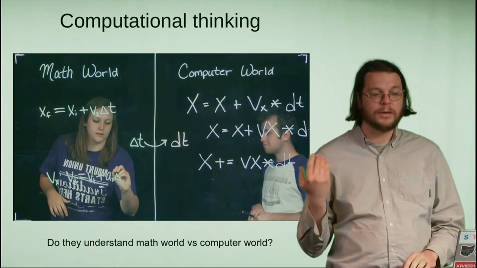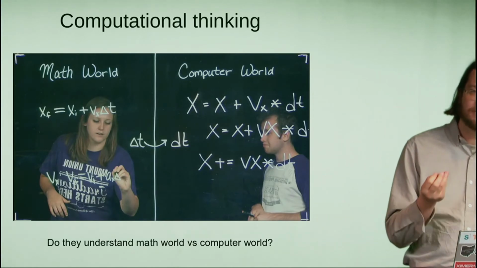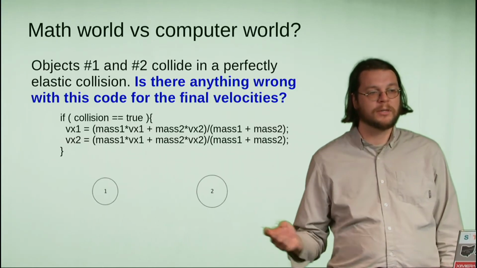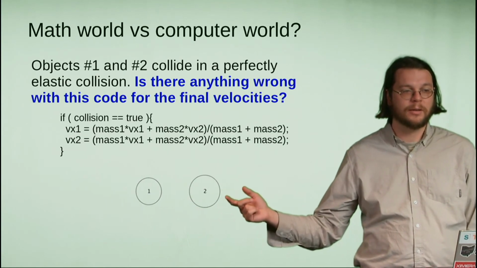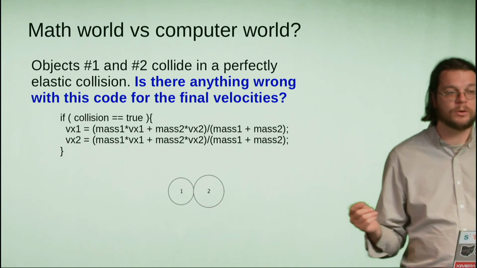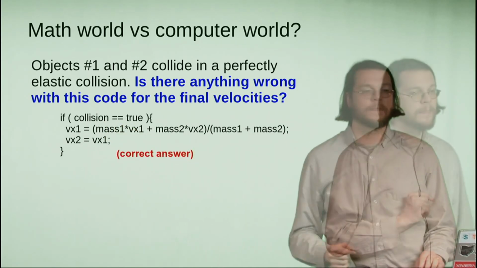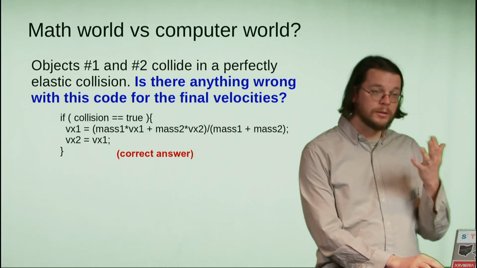Now, computational thinking is a hot topic right now, and what we want to know is, do students understand the difference between math world and computer world? So for example, this code for when two objects stick together and collide, this code looks correct in math world, but in computer world it's wrong because we're updating this variable and then using it again down here. So this is the kind of thing that can go wrong, and this is what we want to try to assess.